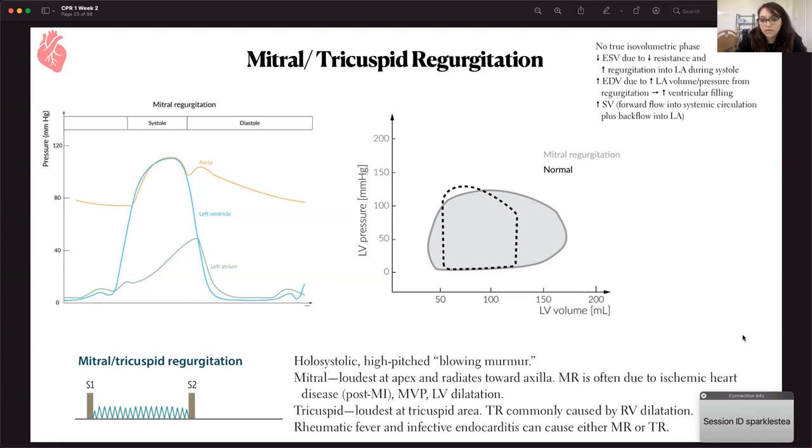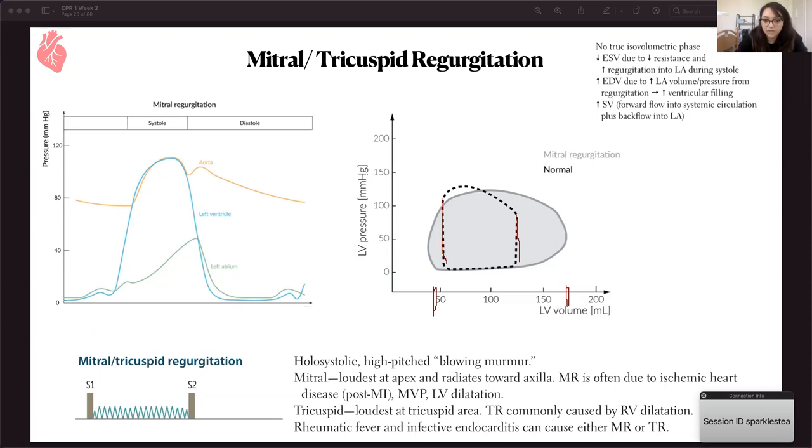And here again, no real isovolumetric phase, because instead of these clean lines that we would expect in a PV loop, now you just kind of have this blob, because regurgitation means leaky valves. So because of this, you have leaky valves. So in that systolic phase, you're not getting the same end systolic volume you would expect, because you have things leaking. So it's less of an end systolic volume. And that's going to be because you have decreased resistance and increased regurgitation into the left atria during systole. So you're also going to get an increase in end diastolic volume, because if you have more blood, it has to go somewhere and it has to all end up in that left ventricle.